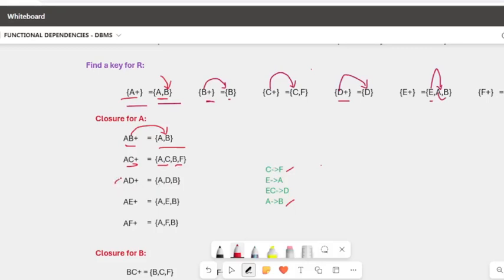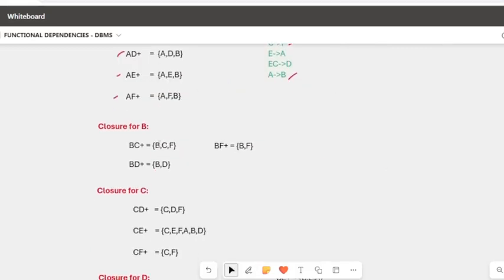Likewise, we want to identify for AD, AE and AF. Next, the B combination. So for the B combination, the remaining attributes are BC, BD, BF. The previous combination BC must be included, and we check whether BC derives anything. Yes, C derives F. So the final closure of my BC is BCF.